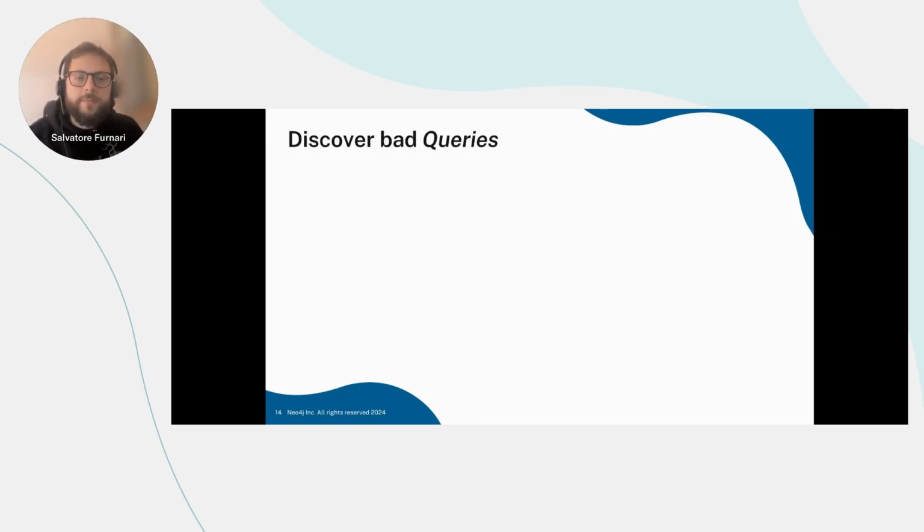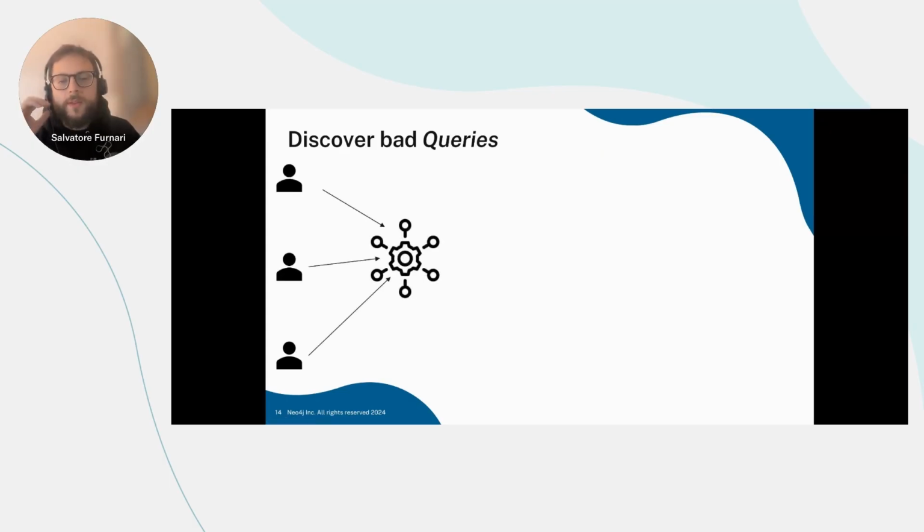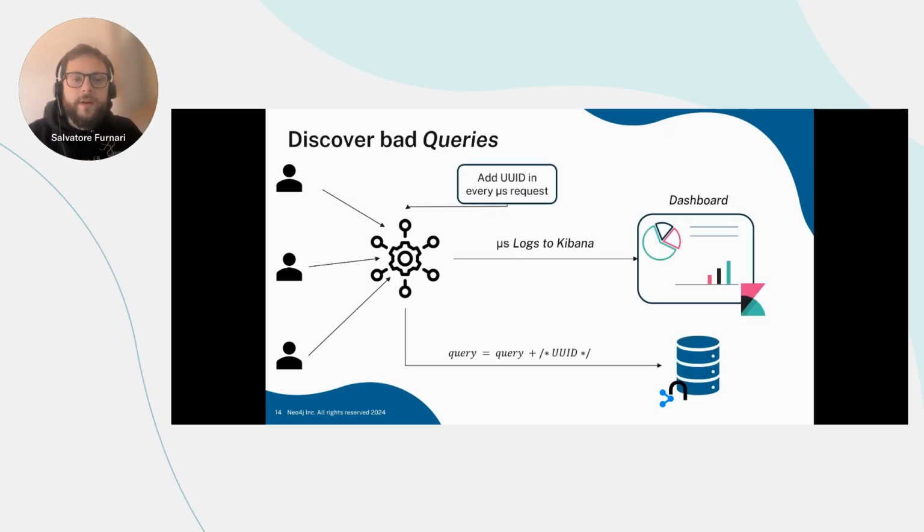Of course, the first step is to identify the queries uniquely. We have a very common architecture that consists of users interacting with Neo4j through microservices deployed on a Kubernetes cluster. So we added a unique identifier which allows us to uniquely track the queries, and we can see what the slowest queries are and which microservices are using them.